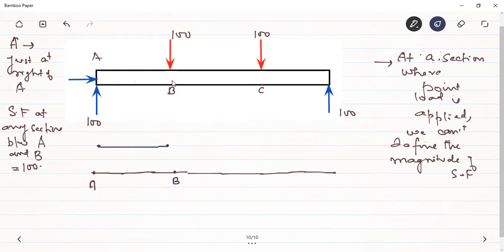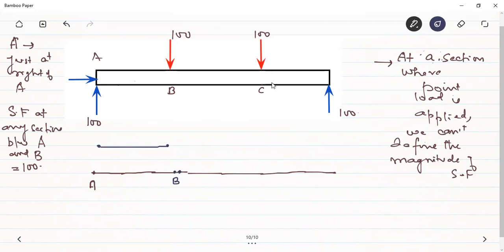For that, I have to take either the left-hand side of the section or the right-hand side of the section. If I'm taking the left-hand side of the section and making an algebraic sum of all the forces, 100 is upwards and the point load at B is downwards. Both are 100. Net shear force will be what? 0. So just towards the right of B, we will have a 0 shear force. Any section between B and C will have how much shear force? 0 shear force.